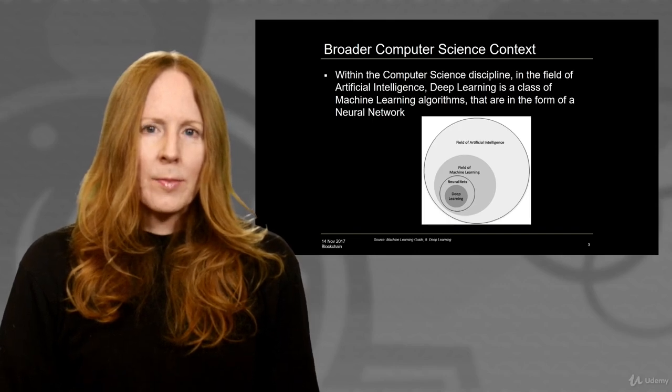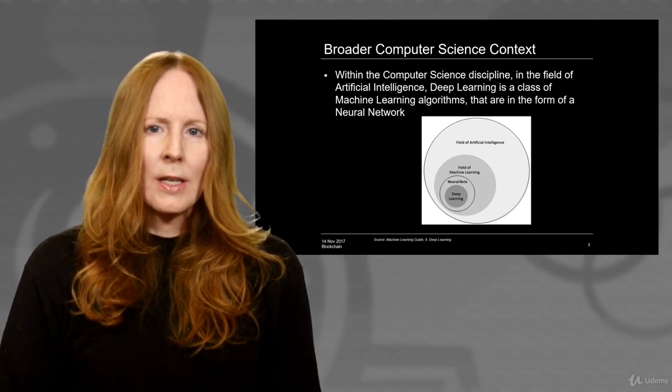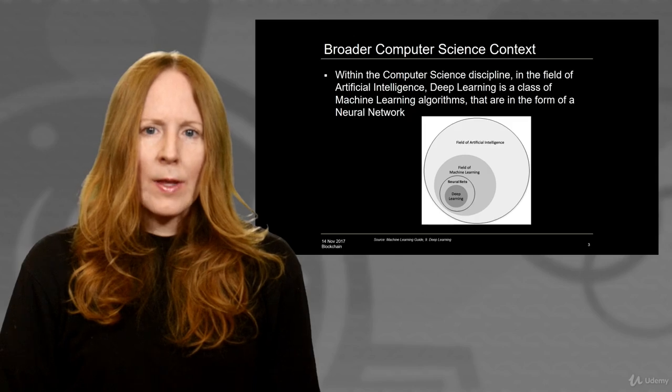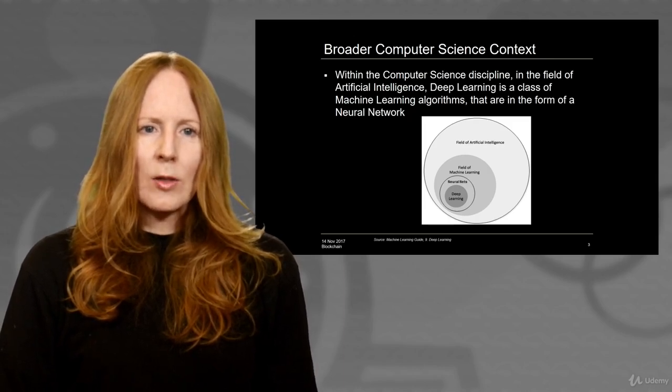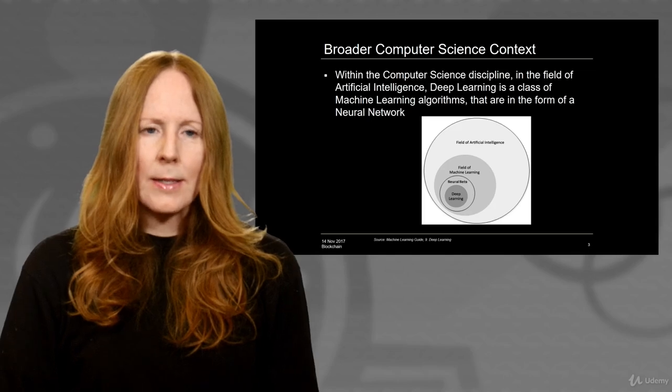Within the broader computer science context, there is the computer science discipline. Within that, the field of artificial intelligence. Within that, machine learning. Within that, neural nets, and within that, deep learning. Really, a lot of AI budget and research focus at the moment is on deep learning.